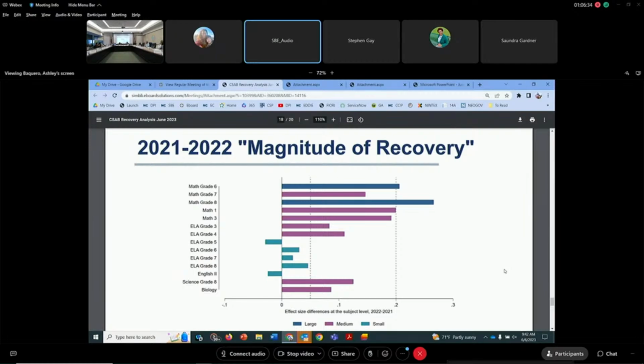Other than that, you can see moderate or large amounts of recovery. Math grade 6 and math grade 8 stand out as the 2 large ones, which let us know that teachers in their classrooms saw their students this year doing better, according to their projected scores, than students last year. And again, this is just the difference between the right and the left-hand side.